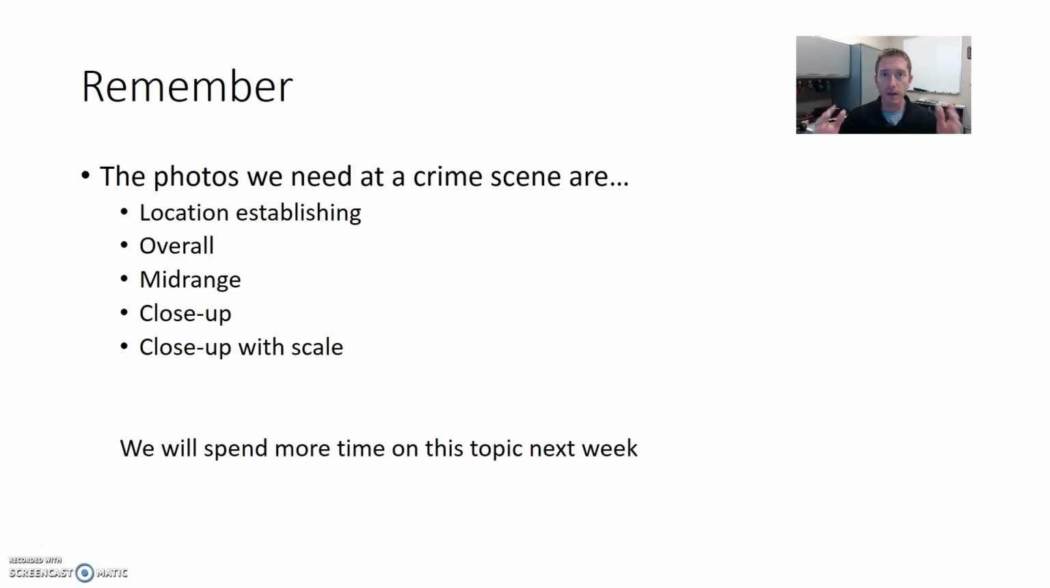We're not covering this progression today. Today we're going to be talking about how we compose pictures, as in how the photos look. Now, some of the composition is going to be covering overalls, mid-ranges, and close-ups, but we're going to talk about the overall mid-range close-up concept a little bit later next week.